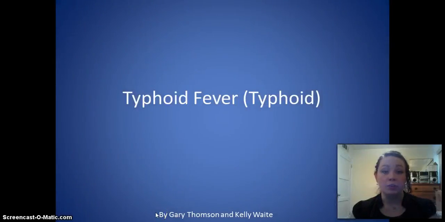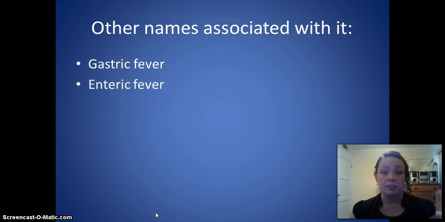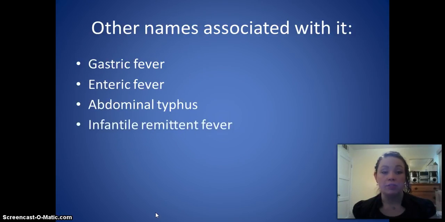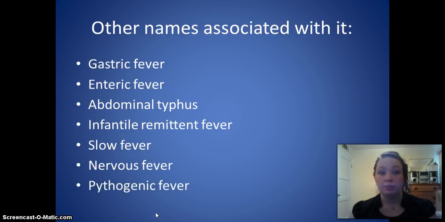Our disease is typhoid fever, also known as typhoid. Other names associated with this disease are gastric fever, enteric fever, abdominal typhus, infantile remittent fever, slow fever, nervous fever, and pathogenic fever. Many of these names are more descriptive of the disease, as you'll see under our signs and symptoms.